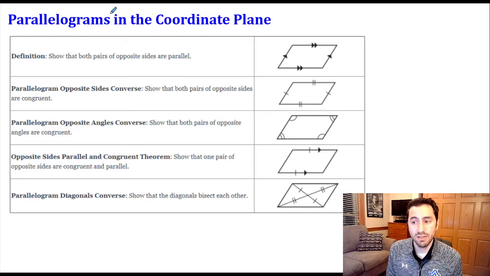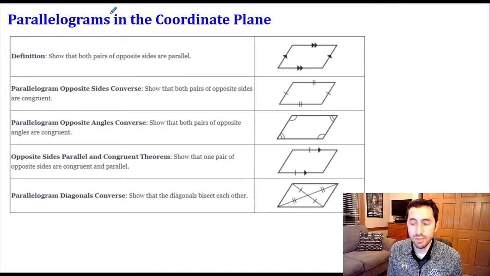Parallelogram opposite sides converse: if we show that both pairs of opposite sides are congruent, in other words, that they have the same length, that means it's also a parallelogram. In that case, we can use something like the distance formula or the Pythagorean theorem to show the lengths of each side. And as long as we have the opposite sides matching up, we know that it is a parallelogram.